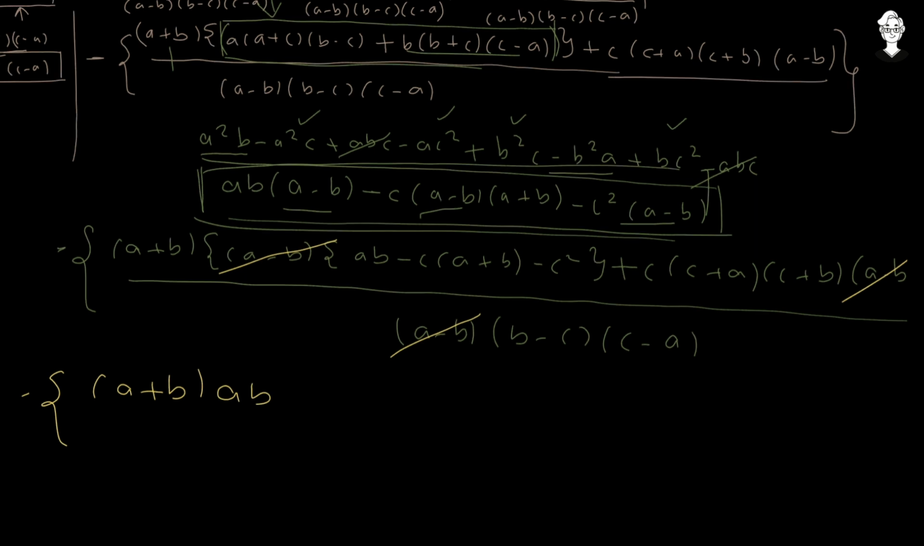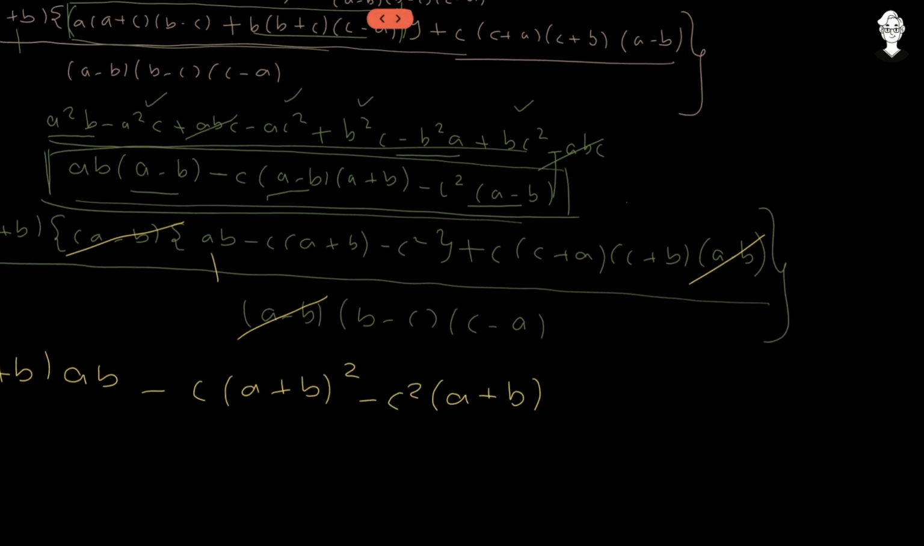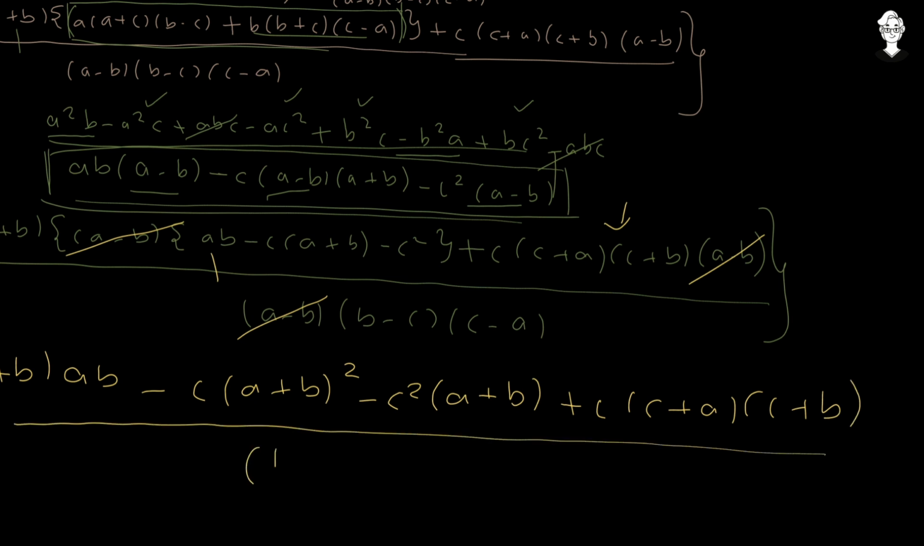So multiplied with ab minus c multiplied with a plus b, the complete square, minus c square multiplied with a plus b. Now the rest of the thing, that is this term, so plus c multiplied with c plus a multiplied with c plus b, and this thing is divided by b minus c multiplied with c minus a.